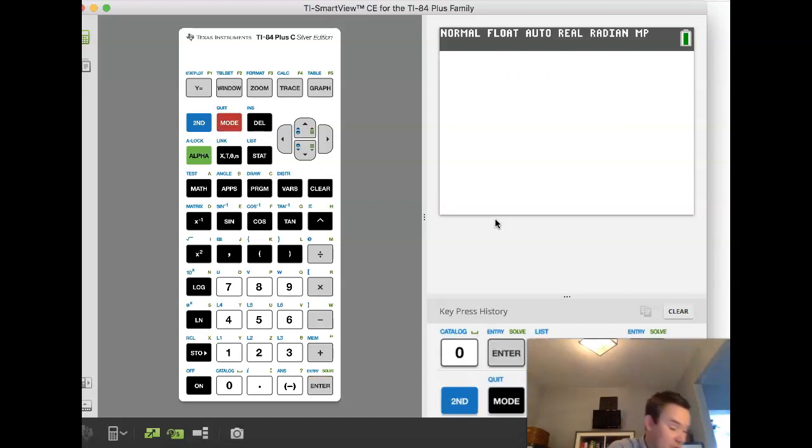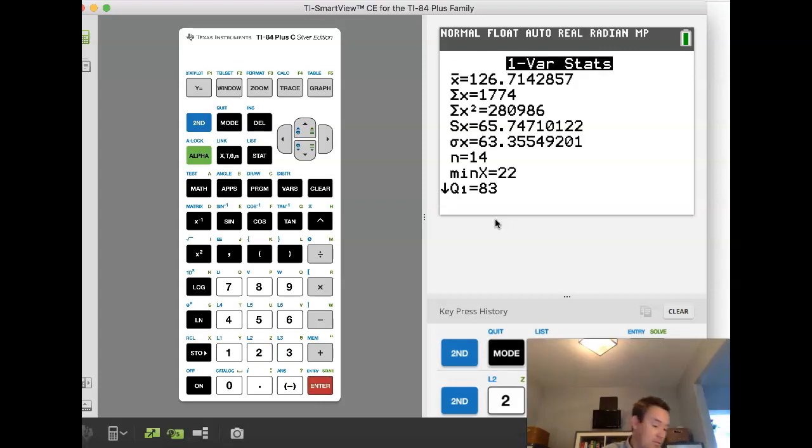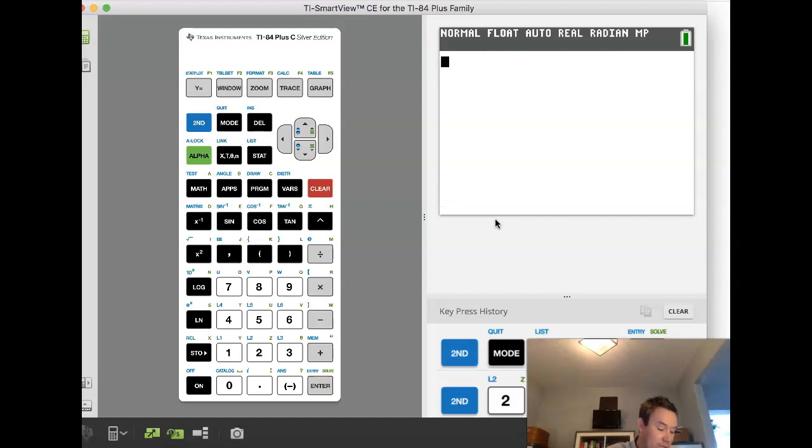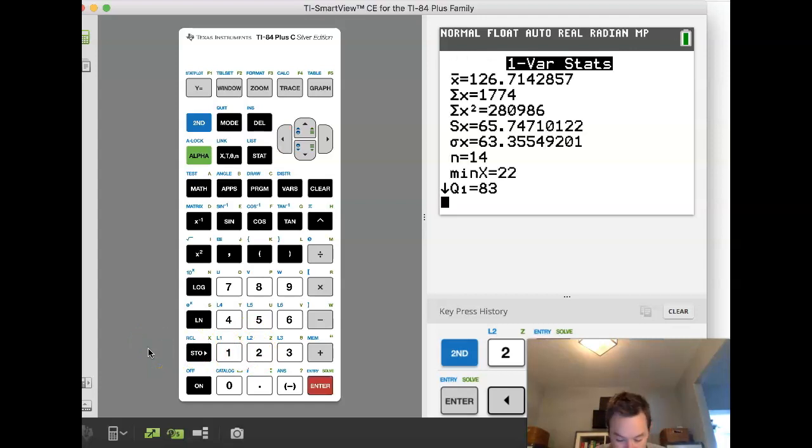So I'm just going to quit. I'm going to go stat calc. And I'm going to change the list that I tell it to run to list 2. If you have an older calculator, then when you click one variable stats, it should come up with this. Just make sure you tell it list 2. Remember, the shortcuts are just on the numeric pad. You have to use second and then a number 2 for list 2. All right, so I'm going to copy down my mean 126.71, standard deviation 65.75.